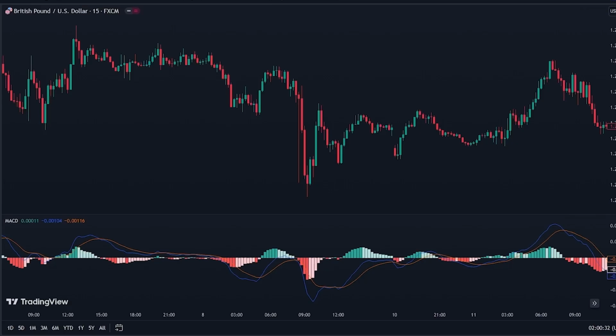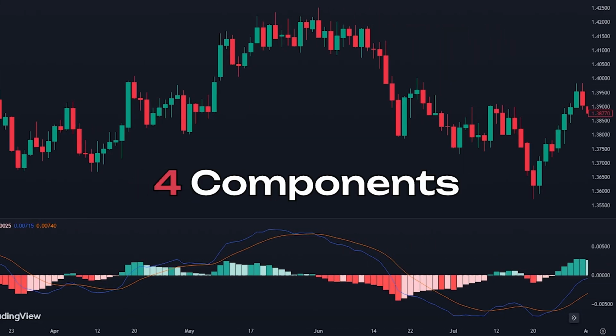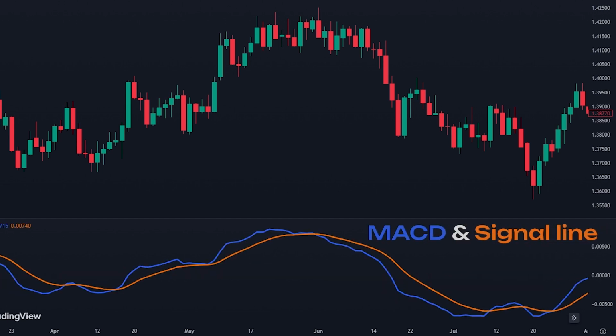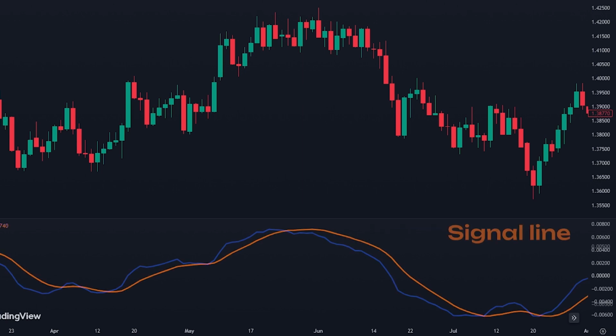Before diving in, let's understand how the MACD operates. The MACD consists of four components. Initially, we observe two lines, the MACD line and the signal line. It's crucial to differentiate between them. The MACD line is swift and responsive to price changes, serving as the primary focus on the MACD indicator. In contrast, the signal line responds more gradually to price changes, providing a smoother representation.